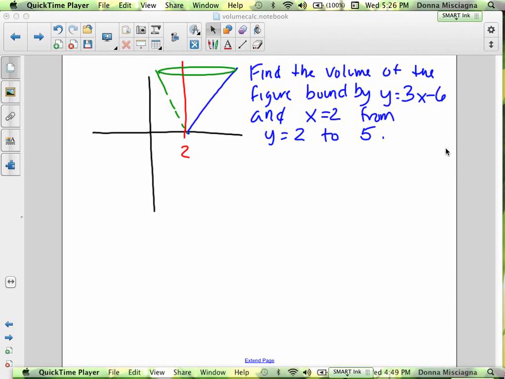Welcome to volumes by revolving a disk, part 2. Well, we're not revolving a disk, but we're using the disk method. I promised one extra problem, one that revolved around something not the x-axis or y-axis. I wanted a vertical line. We're going to find the volume of the figure bound by y equals 3x minus 6 and x equals 2 from y equals 2 to y equals 5.